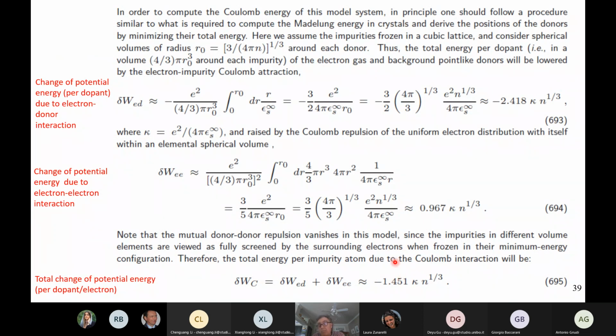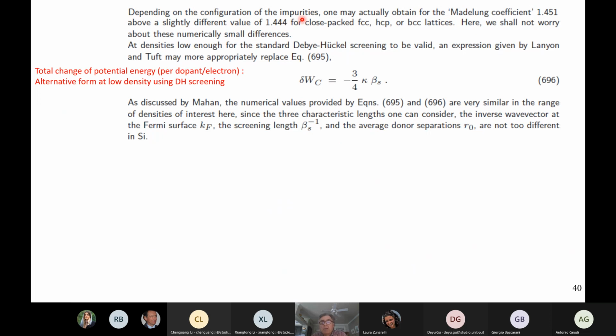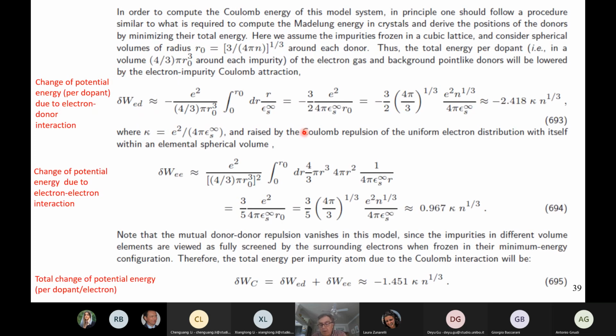This number you can actually mess around with a little bit. We're doing a slightly strange thing: we're assuming that the impurities are in a cubic lattice, but we assume a spherical volume occupied by each impurity. You can do better calculations. It's essentially what you do when you calculate the Madelung energy of a crystal, depending on the particular close-packed configuration, hexagonal, cubic, or whatever you use for the impurities. They're all roughly 1.5, 1.4, 1.5, so not much difference. If you use the Debye-Hückel screening, there is a little correction to the donor-donor interaction, and it's been reported that something similar to a 3/4 factor appears rather than what we have. But we'll stick with this expression over here.